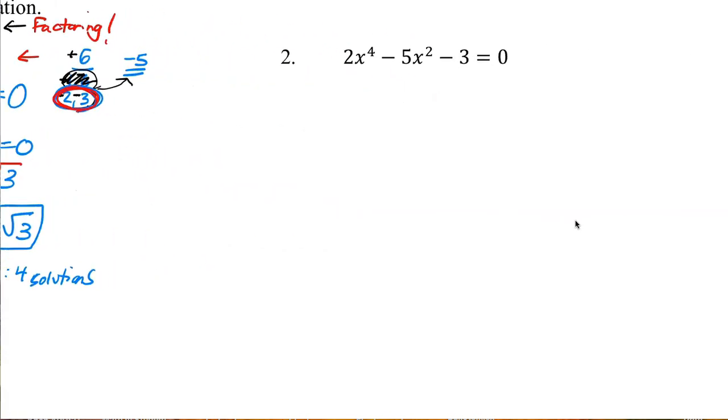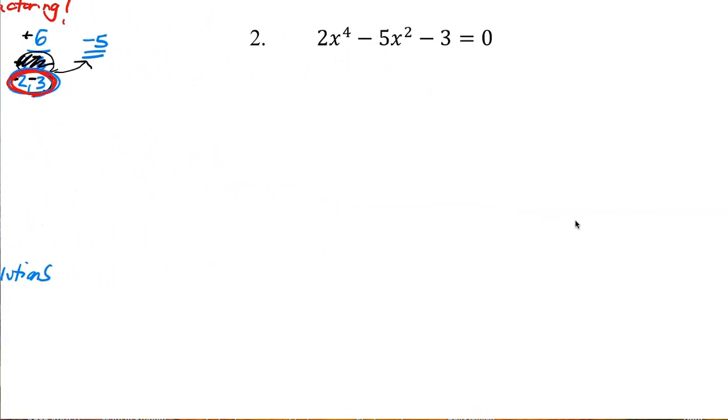Let's look at number 2. Number 2 might take a little bit longer just because we have a leading coefficient here of a 2. But we're going to multiply that 2 with this negative 3, so that's a negative 6. And we want factors of negative 6 that will get to negative 5. So let's see, that's 6 and 1, 2 and 3. And if I make the 6 a negative, adding those would give me the negative 5. So I can use those factors.